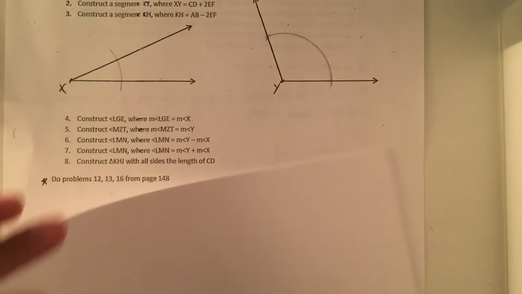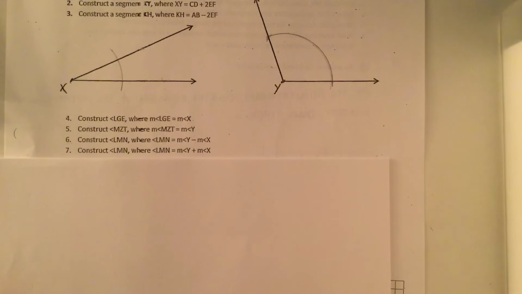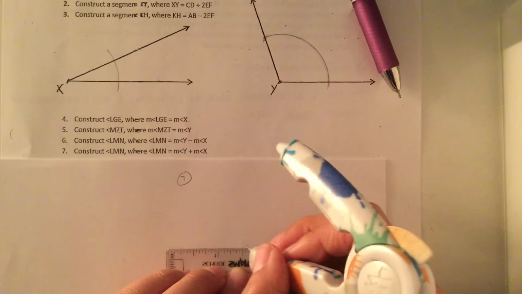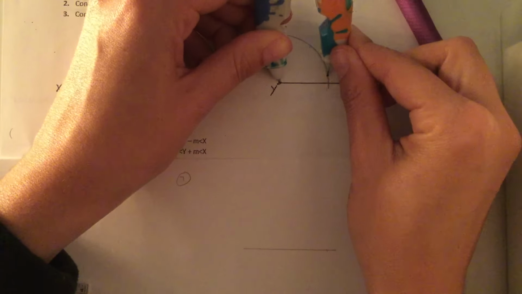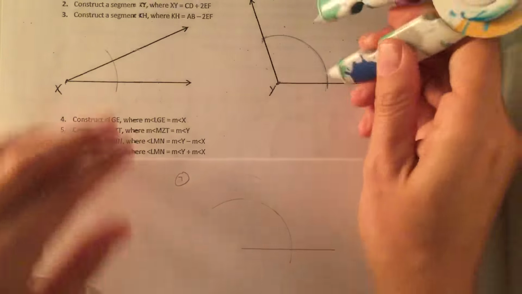All right, for number 7, we want to construct angle LMN again, where now it's equal to the measure of angle Y plus the measure of angle X. So I'm going to, for number 7, start off with the side of my angle. Now I want to transfer angle Y first. So I'm going to measure the arc into the angle and transfer that onto the duplicate. I'm going to measure the width of angle Y at the arc, transfer that onto my new angle.